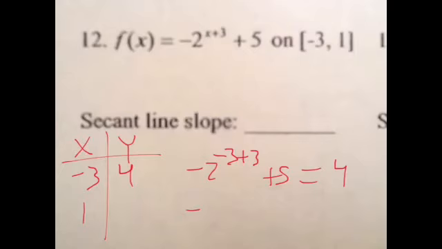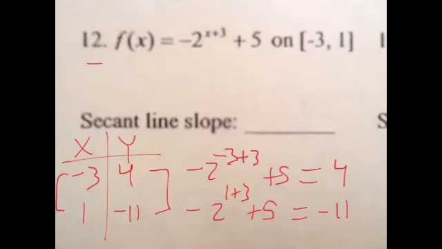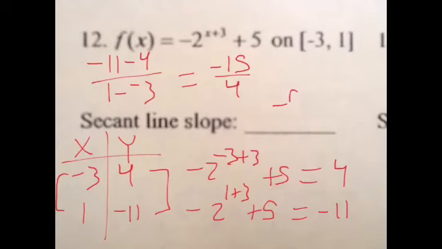And then when you take 1 and you plug it in, you have to do 1 plus 3, which is 4, 2 to the fourth is 16, negative 16 plus 5 is going to give me negative 11 again. And notice how these are like the same numbers as last time. And now we got negative 11 minus 4 over 1 minus negative 3. Well, negative 11 minus 4 is just negative 15. 1 minus negative 3 is positive 4. So we got negative 15 fourths.